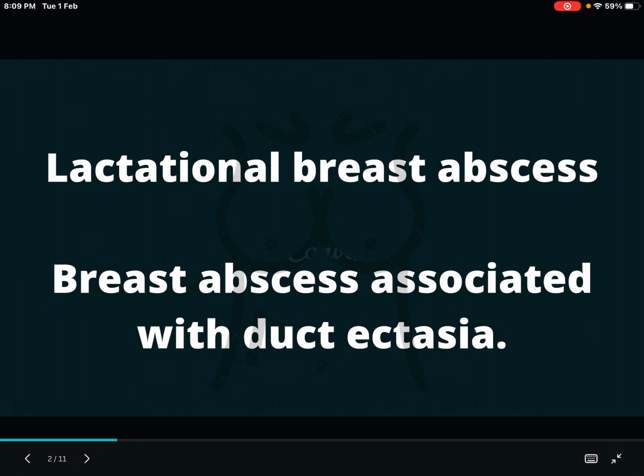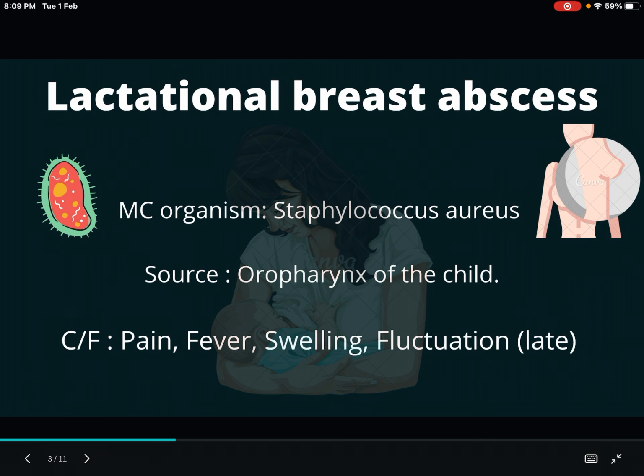Breast abscess means abscess formation in the breast, and it can be of two types, that is lactational breast abscess or breast abscess associated with duct ectasia. So one is lactational breast abscess, the other one is breast abscess associated with duct ectasia. Let's discuss one by one. First we'll go for lactational breast abscess. This lactational breast abscess is happening in the lactating woman.